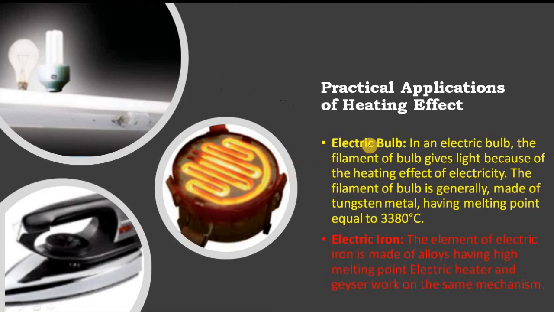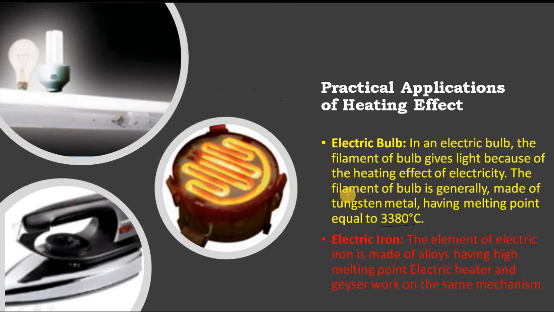So in an electric bulb, what happens? In an electric bulb, the filament gives light because of the heating effect of electricity. The filament of the bulb is generally made of tungsten metal, having a melting point of 3380 degrees Celsius. The point you have to note down is that the melting point of tungsten is 3380 degrees Celsius, meaning at that much temperature it melts. At less than this temperature, it will remain intact. That's why we use tungsten as a filament in electric bulbs.